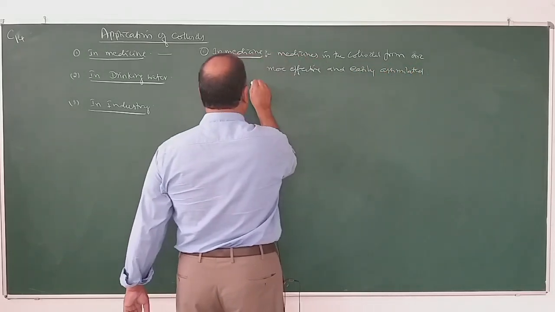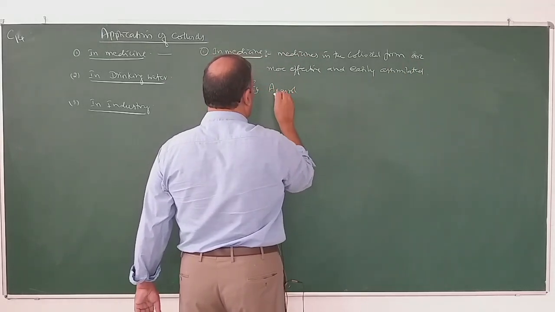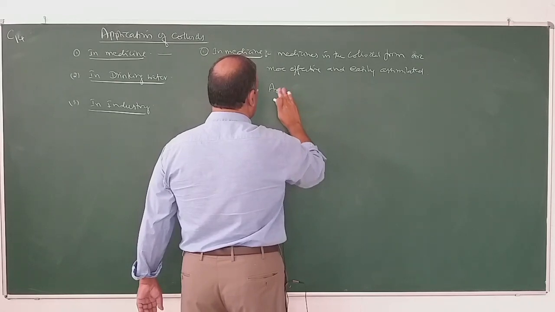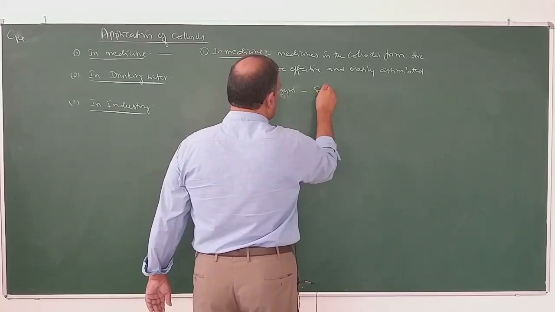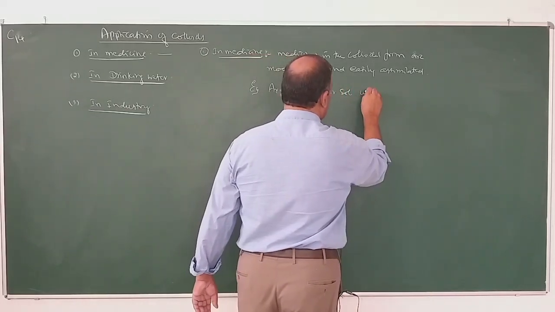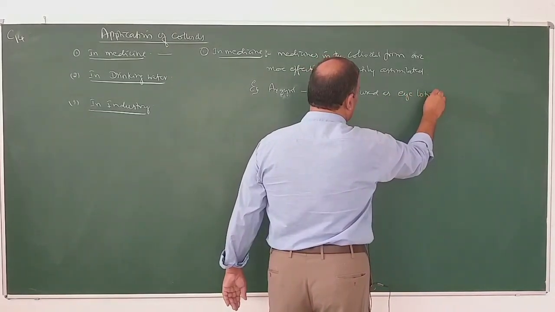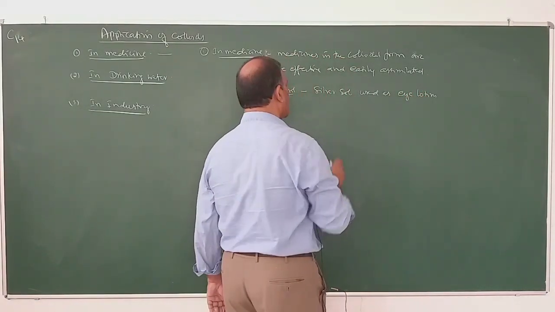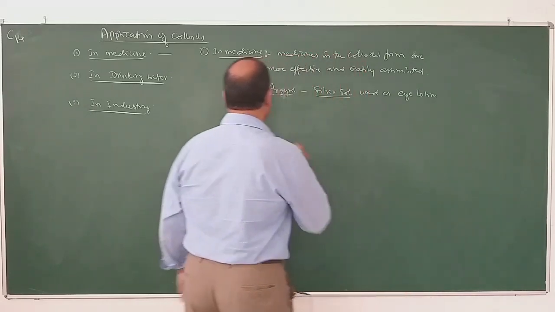For example, argyrol. It is a silver sol used as eye lotion. Argyrol is a silver sol used as eye lotion.